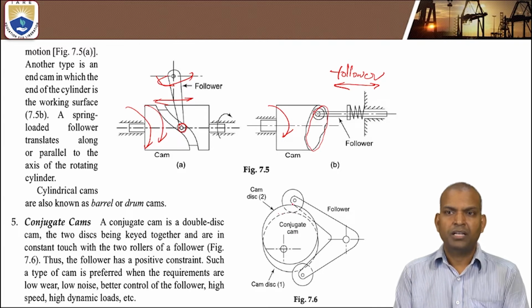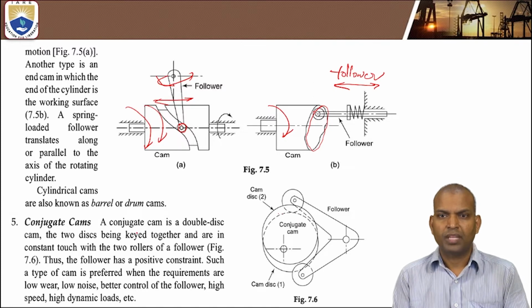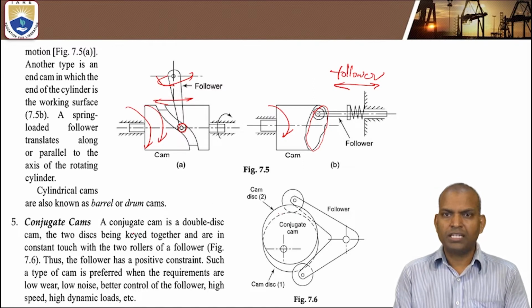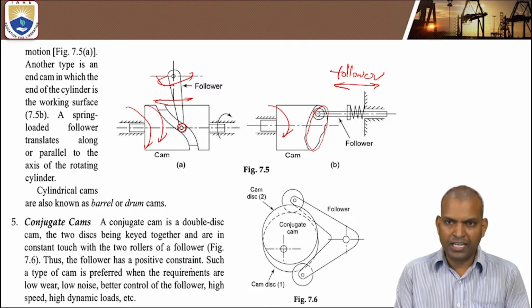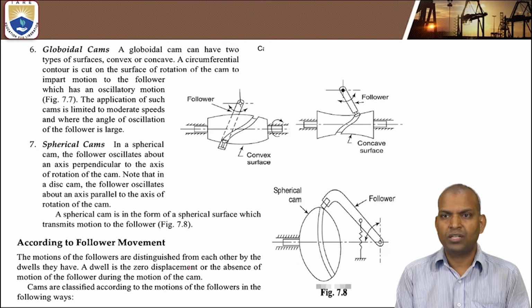The two rollers are in continuous contact. The design of the cam is such that the motion and torque can be transferred continuously to the follower. This type of conjugate cam is used where low noise, better control of the follower, high speed and high dynamic loads are required.